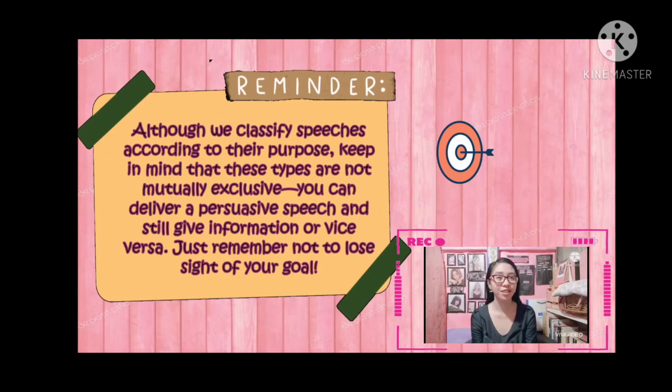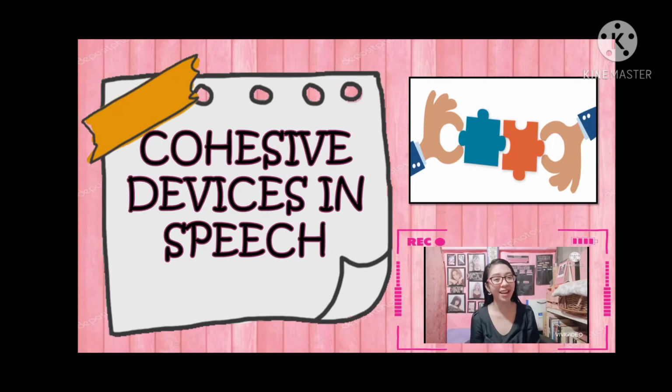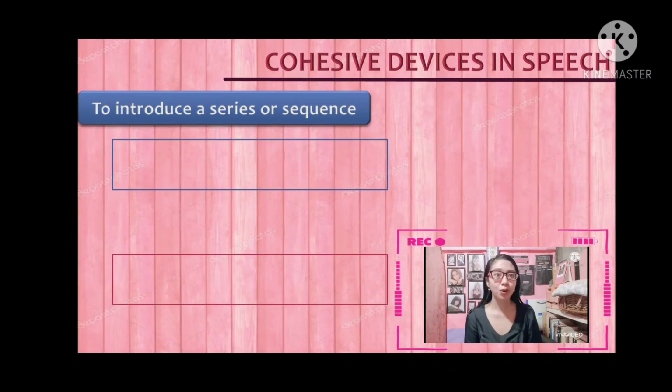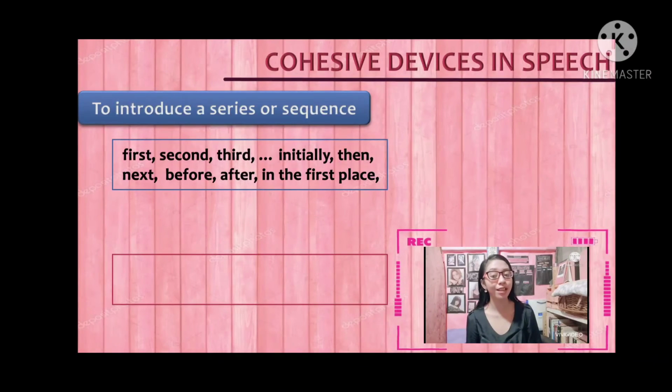Similar to what was emphasized previously, a speech has to smoothly transition from one point to another. This is where you can use cohesive devices to tie your introduction with the contents of the body as you work your way to the conclusion. First, let's discuss how to introduce a series or a sequence. In the introduction part, you may start your speech with these words: first, then followed by second, third, fourth, and so on. Or initially, followed by then, next, before, after, or in the first place.